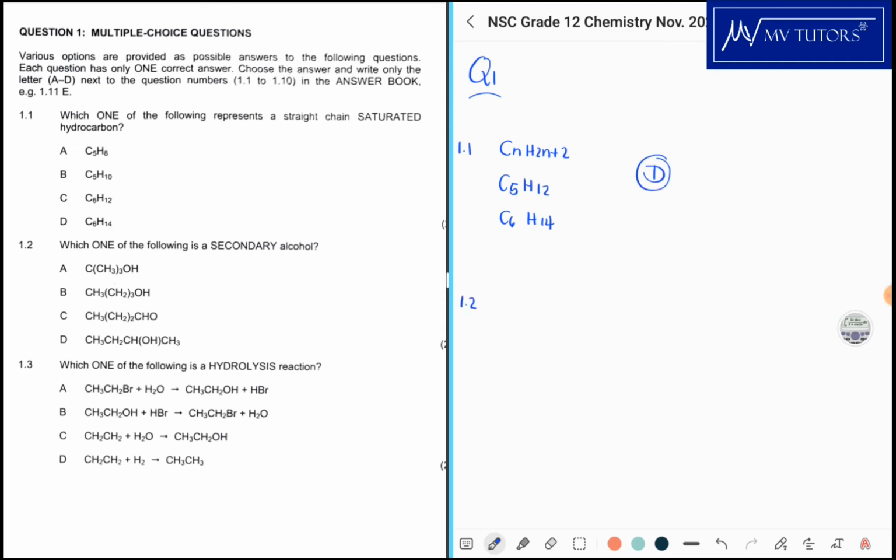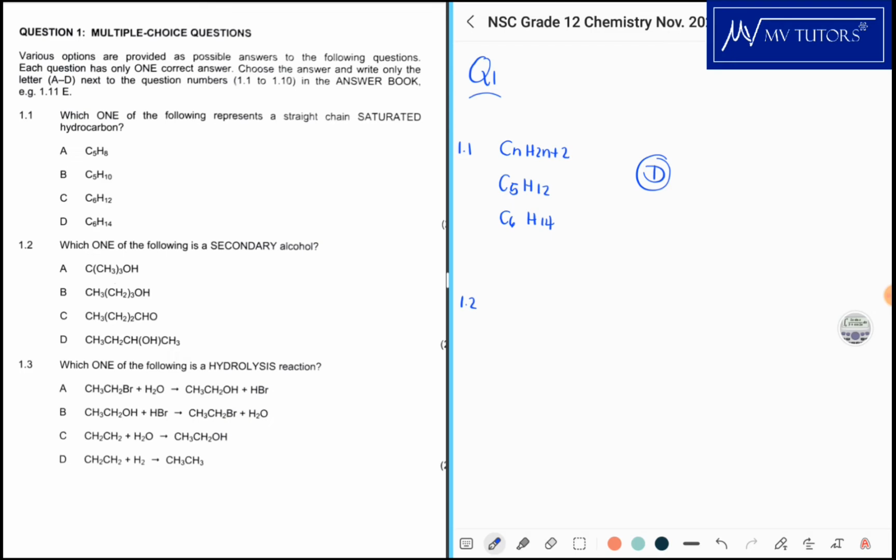And then 1.2, which one of the following is a secondary alcohol? All right, so a secondary alcohol, remember, where we have the OH group, the carbon is attached to two other carbons. So we're looking for something like that, okay? That's a secondary alcohol.